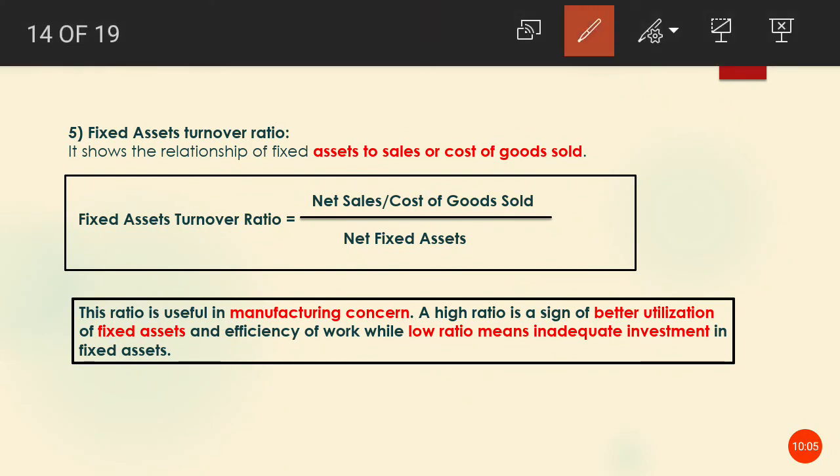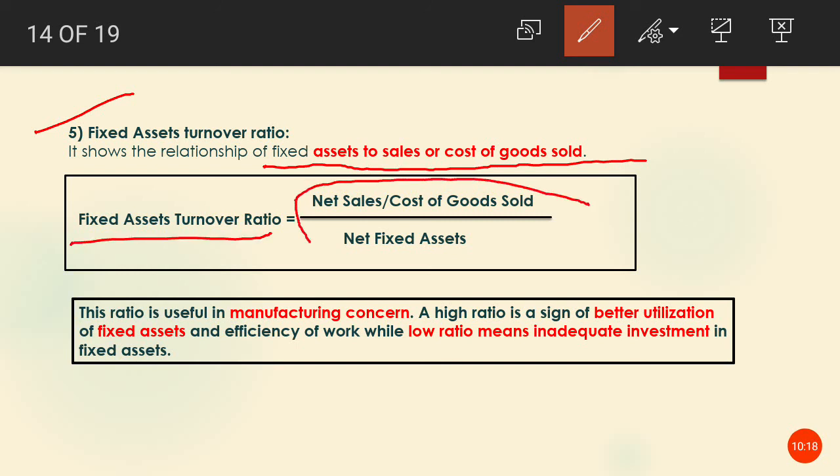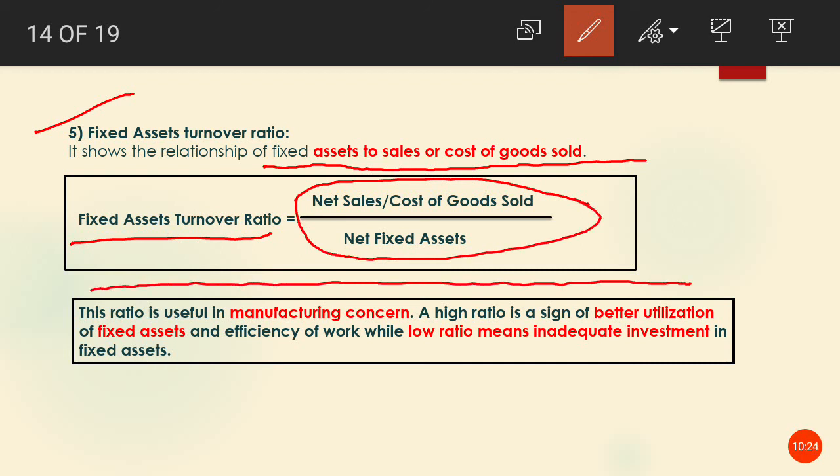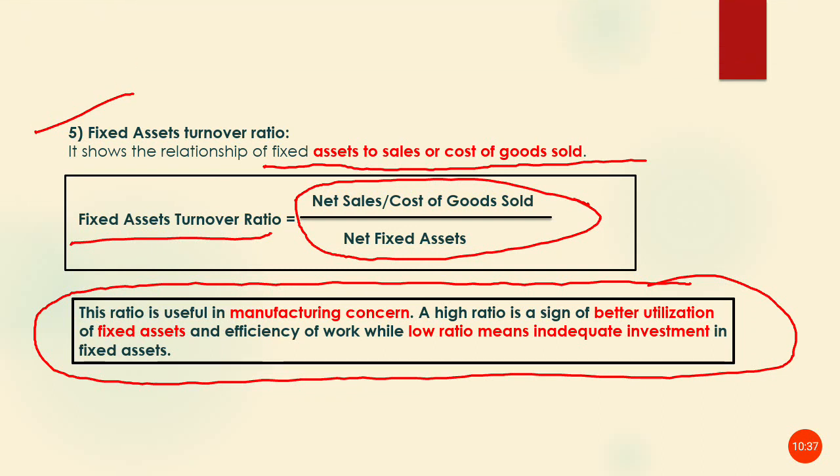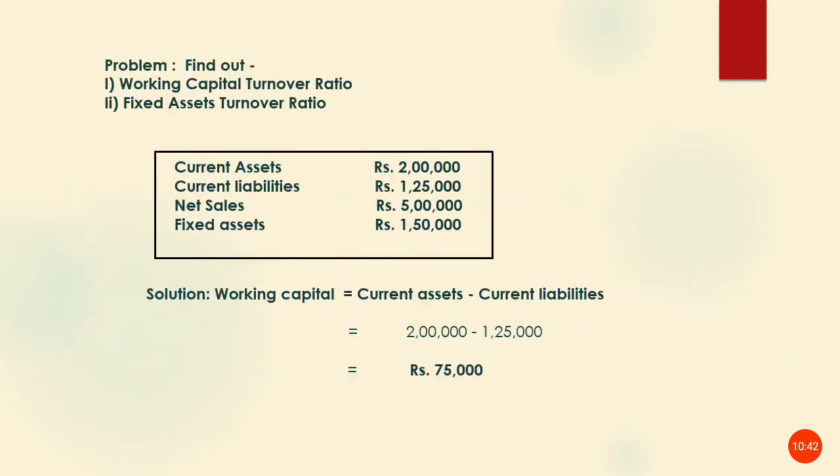5. Fixed asset turnover ratio. It shows the relationship of fixed assets to sales or cost of goods sold. Fixed asset turnover ratio is equal to net sales or cost of goods sold divided by net fixed assets. This ratio is useful in a manufacturing concern. The standard ratio is 5 times. A high ratio is a sign of better utilization of fixed assets and efficiency of work, while a low ratio means inadequate investment in fixed assets.